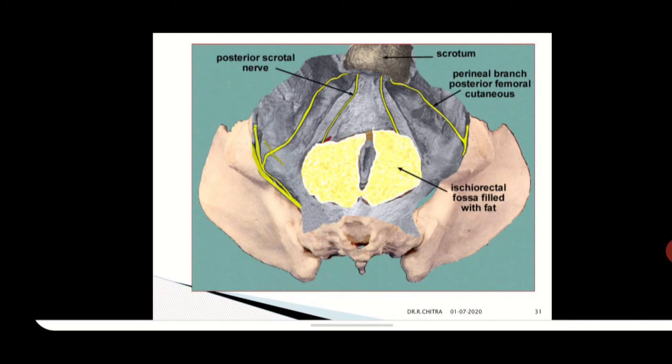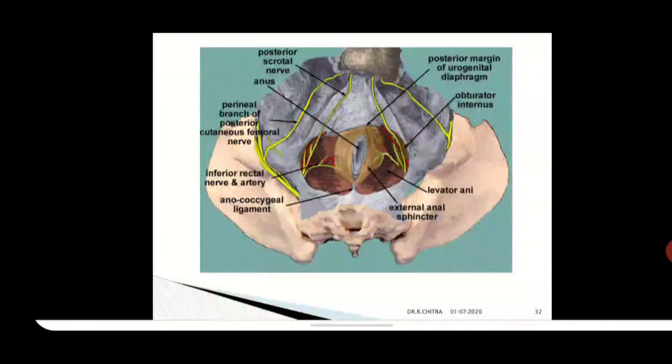These are the nerves, nicely given in this picture: posterior scrotal nerve, perineal branch of the posterior femoral cutaneous nerve. They are traversing through the fossa to reach the scrotum and the rectum. Same again, the nerves which are passing in this ischiorectal fossa. Also the inferior rectal artery is shown in this picture.